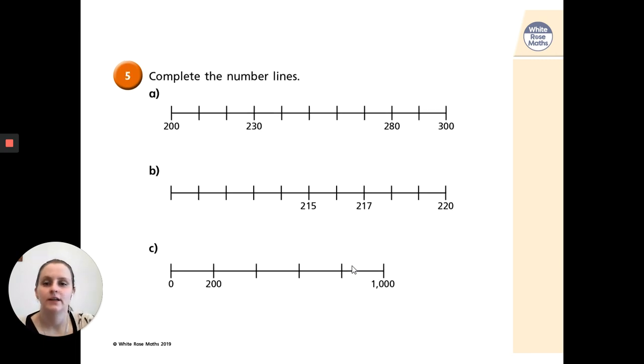Question number 5. Complete the number lines. So let's have a look. Now this scale is much different compared to what we have been looking at. So we're starting at 200 and ending at 300. So we're not going up in hundreds anymore like we have been on the last few.